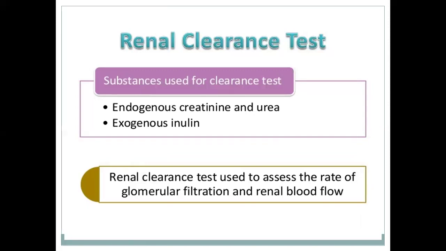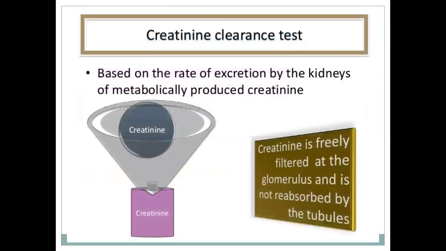Then renal clearance test. In renal clearance test, the substances used for clearance test are the endogenous creatinine and endogenous urea. And the exogenous substance used for clearance test is inulin. Renal clearance test is used to assess the glomerular filtration rate and renal blood flow. Creatinine clearance test is based on the rate of excretion by the kidneys of metabolically produced creatinine.